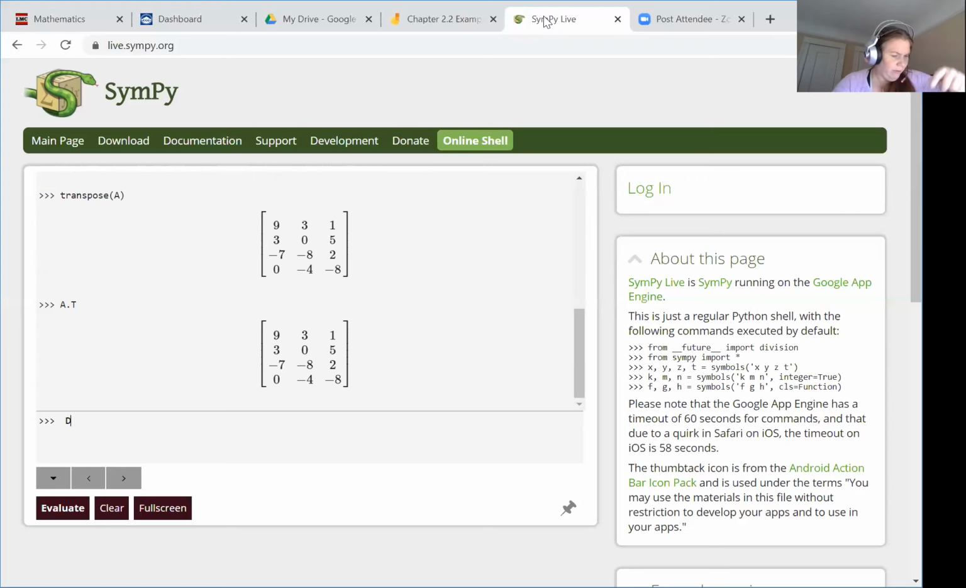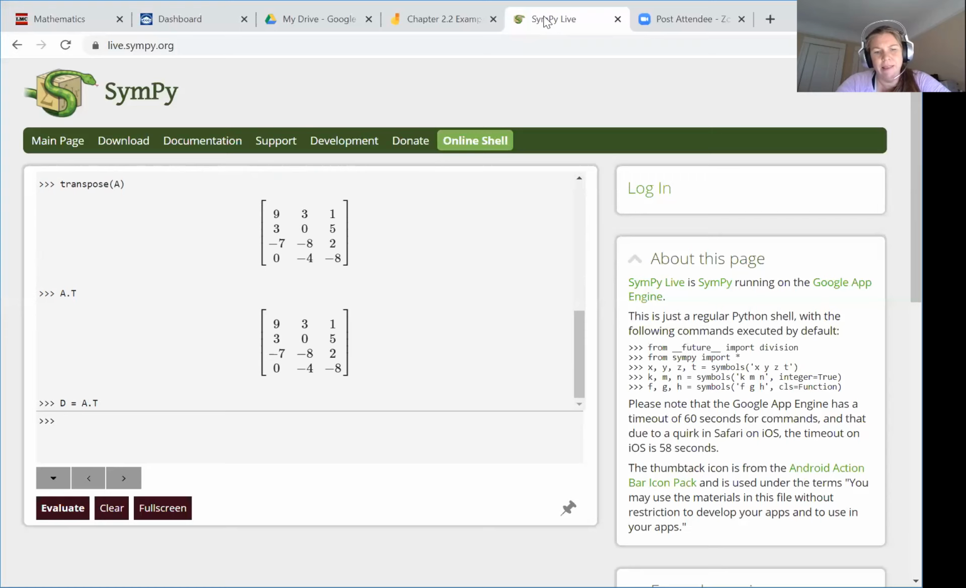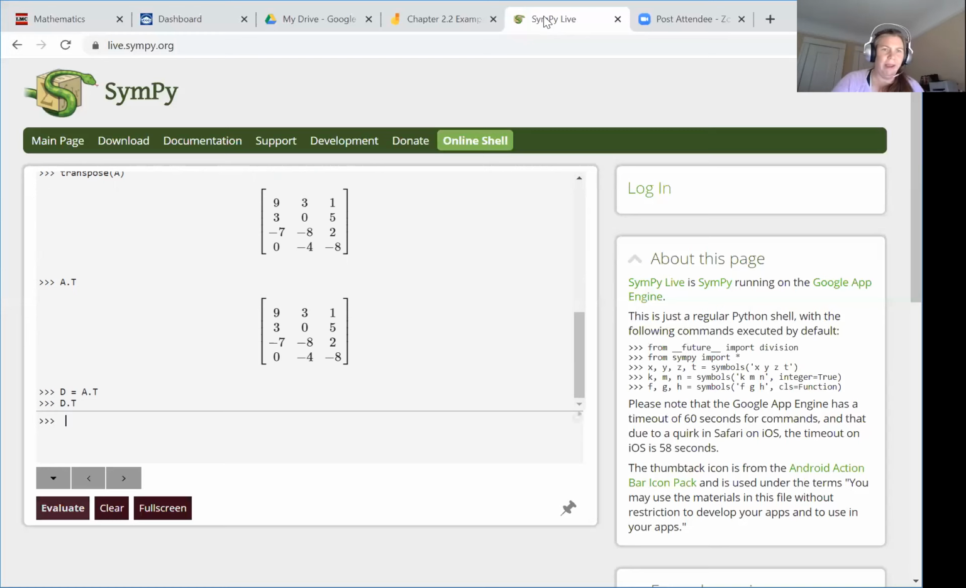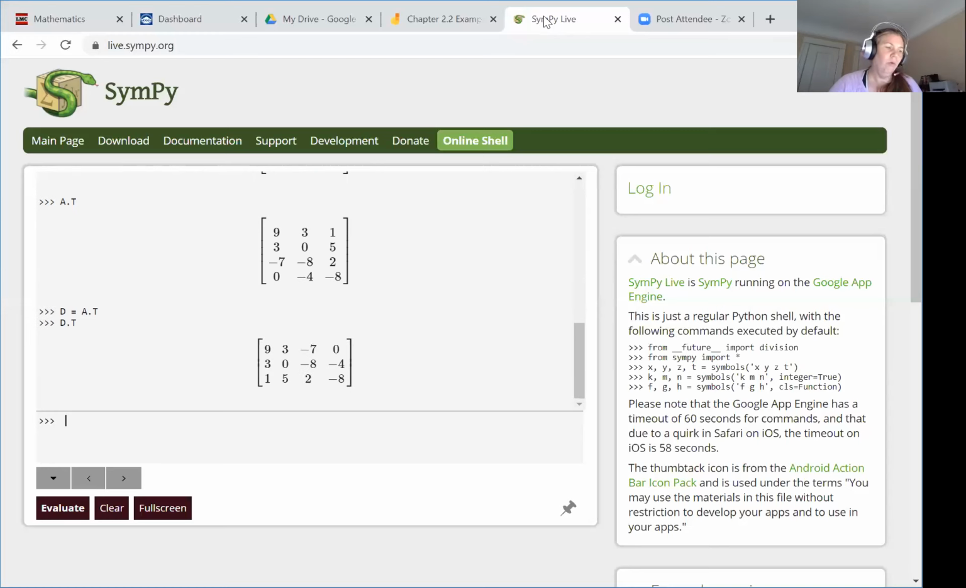So I'm going to call matrix D equal to A dot T. And then I'm going to do D transpose. So I'm going to type D dot T, and I should get back out matrix A. Voila, it's a match. So we see the transpose of the transpose just brings us back to the original matrix, and that makes sense because we're just flipping columns and rows, and then flipping them back should return us to the original matrix.